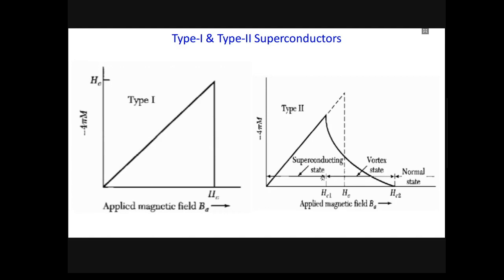There will be some intensity of flux lines penetrating into the superconducting material. In addition to that, the superconducting property will still exist. That means it will behave as a superconductor, except that some flux lines will penetrate into the superconducting material. It will not completely expel the magnetic field lines.